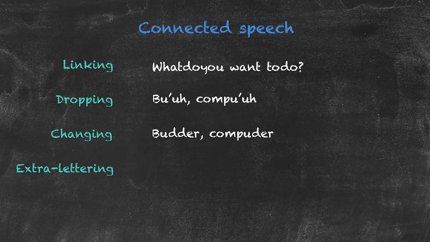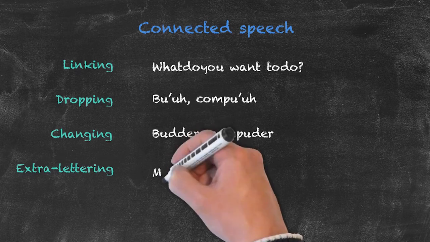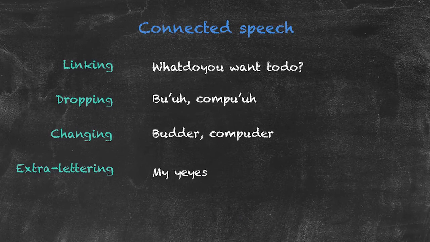Then finally, we have our extra lettering. This typically comes as we want to connect two vowel sounds with a bit of a consonant sound. So instead of saying, my eyes are green, we sneak in just a hint of a Y sound, so it becomes my yeyes, or my yeyes are green.